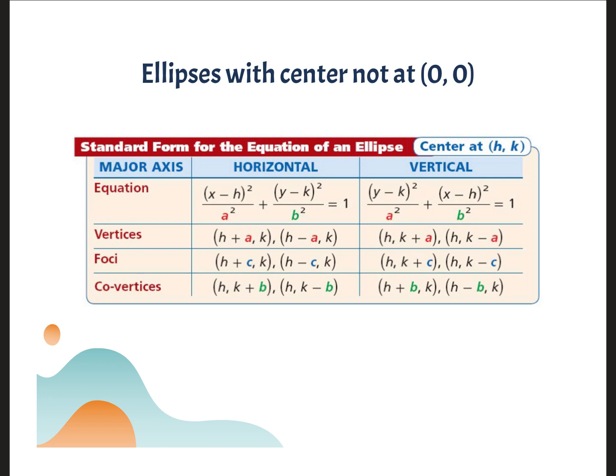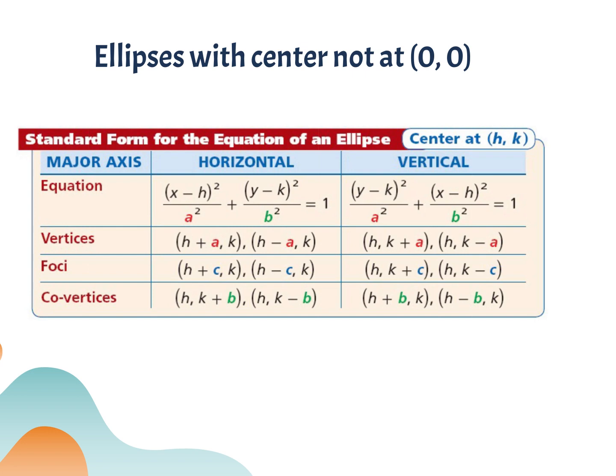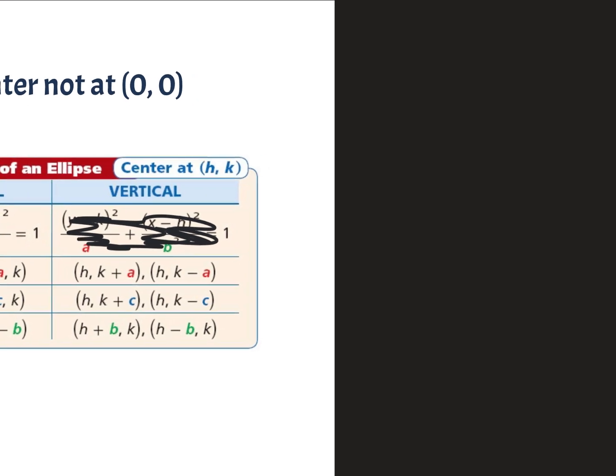Now this chart to me doesn't tell me anything. I look at this and I'm like, what, huh? Guys, it's the exact same thing. Your major axis contains your vertices and your foci, right? Your minor axis, the one that's not so important, contains your co-vertices. What I want you to do is cross this out. It's easier to memorize it or to think of it this way.